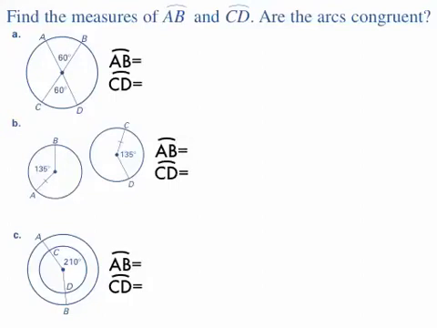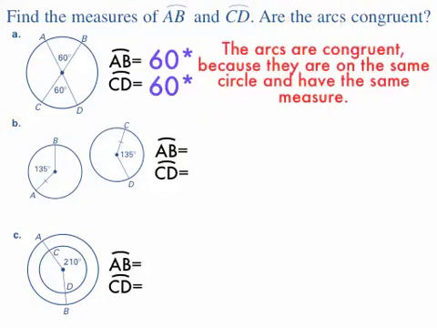This next example asks us to find the measures of arc AB and arc CD, and it also asks us, are the arcs congruent? So if you look at example A, we have the same circle. Remember, the radius of a circle is always going to be the same all the way around it. So the measure of arc AB would be 60, and the measure of arc CD is also 60 degrees. Because these are two arcs from the same circle with the same measure, we can say the arcs are congruent because they are on the same circle and have the same measure.